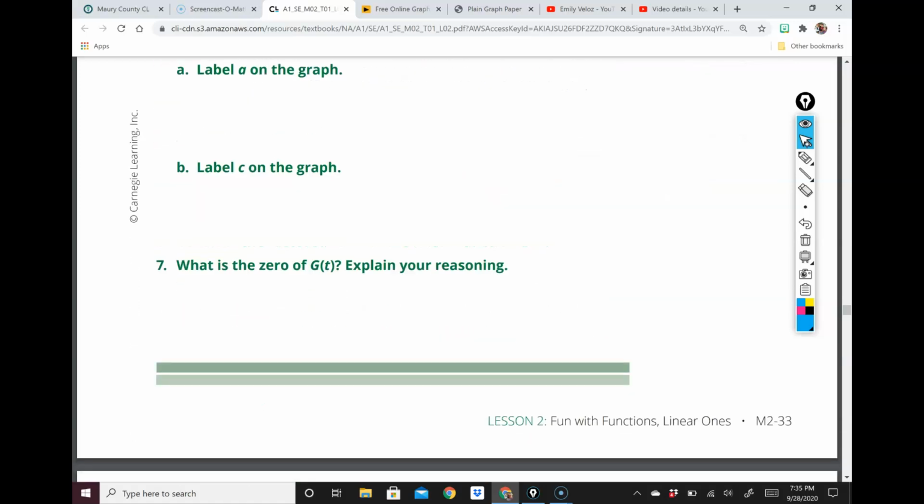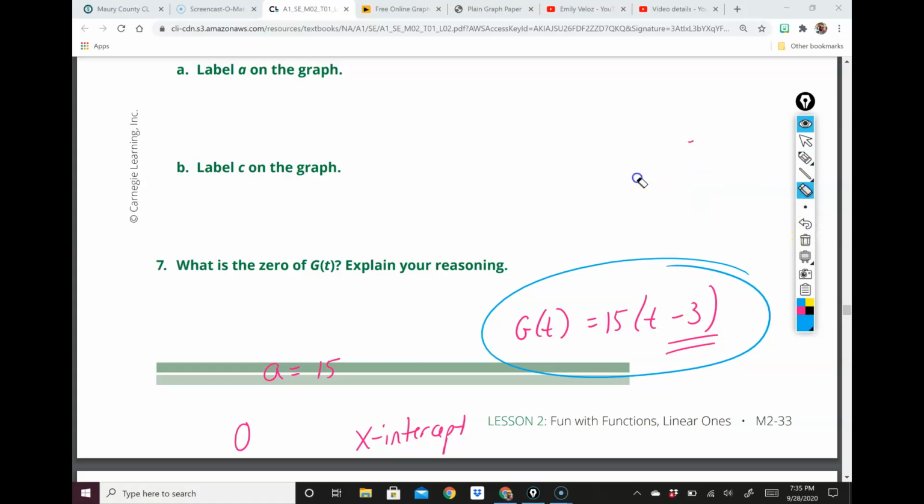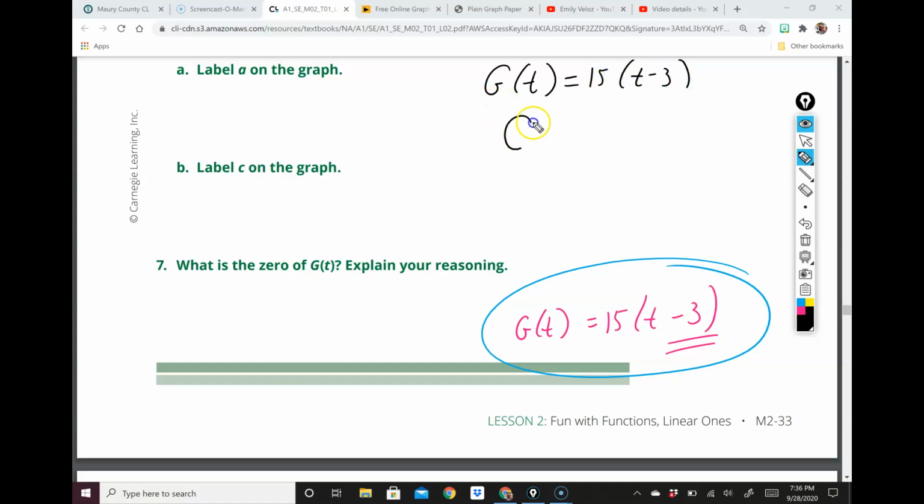Number 7, what is the zero of g(t)? So if we take that equation and we set it equal to 0, so g(t) equals 15 times t minus 3. And instead of g(t), we're setting it equal to 0. And we're solving for t.